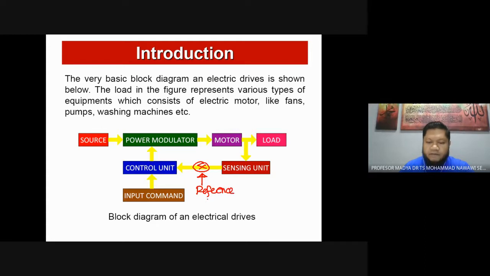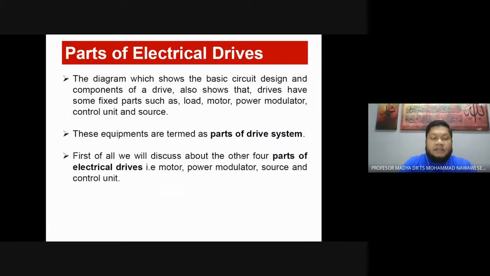Okay, that reference can be speed or theta, position, where you want it to be positioned. So that will be the reference. Then you have plus minus, right? Okay. Next, the diagram shows the basic circuit design and components of the drive.